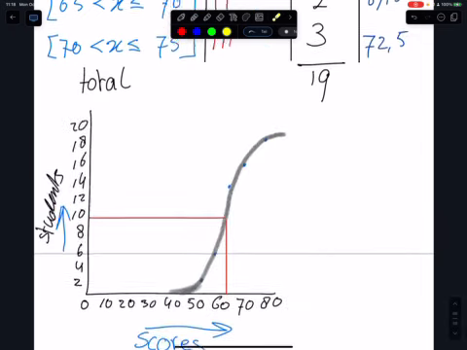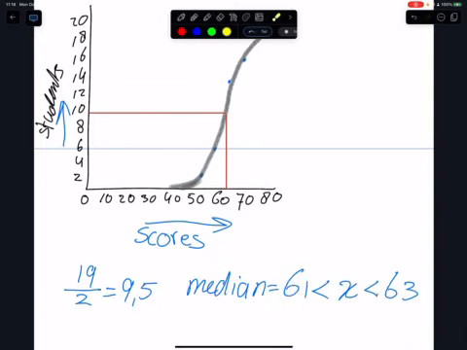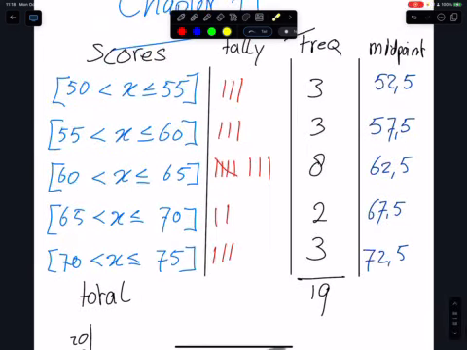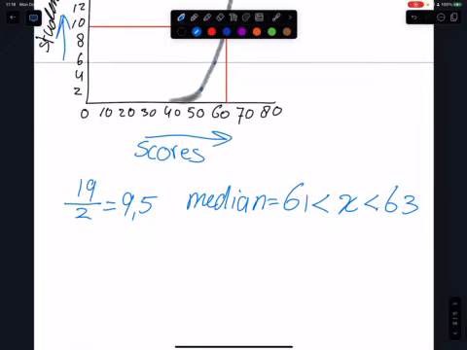So I'm not even going to use the table. I'm going to use the graph and then go back to the table, and then you can see, oh, I was right all along. Yes, the majority scored between 61 and 63. Go back to the table. Between 60 and 65, 8 people. Yes, the majority is in that group. That's what the median means.